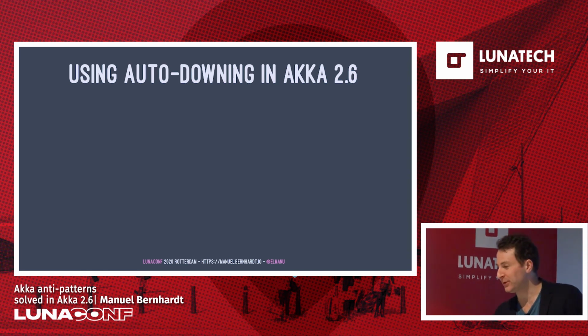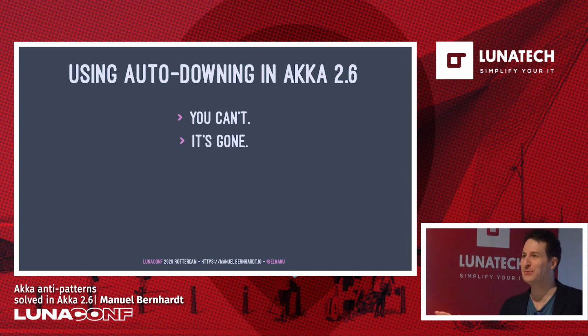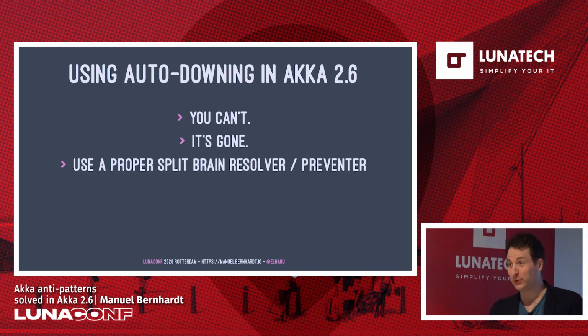How can you use auto-downing in Akka 2.6? You can't. It's gone. It's removed. So you can't do that anymore. Tough luck. So what you have to do is to use a proper split brain resolver, or should I say a split brain preventer, I would call that, because with the split brain resolver, it's too late. If you have a split brain, good luck. So it's a split brain preventer, something that will not let this scenario happen.